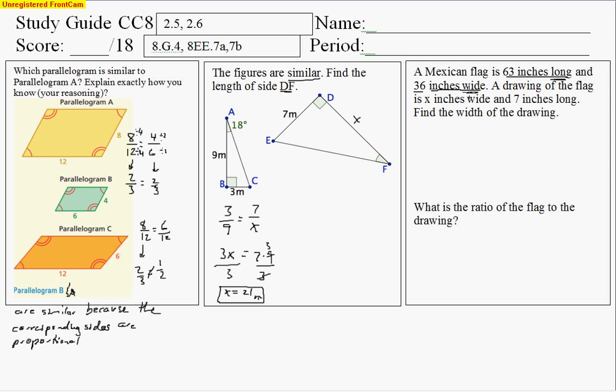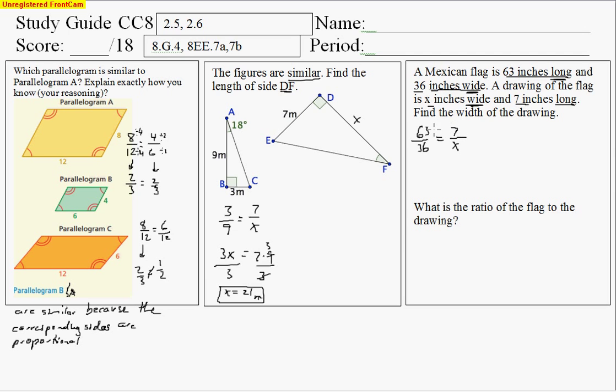So I'm going to look at that "wide" right there as a key phrase. And so I'll set that fraction up: 63 is to 36. There is a common factor in there I will take out in just a moment, but I'll set up the next fraction. It says a drawing of the flag is x inches wide. Okay, see, wide was the 36. So I'm going to put the x along with the 36 because those were both wide. And then 7 inches long. So 7 and 63 correspond.